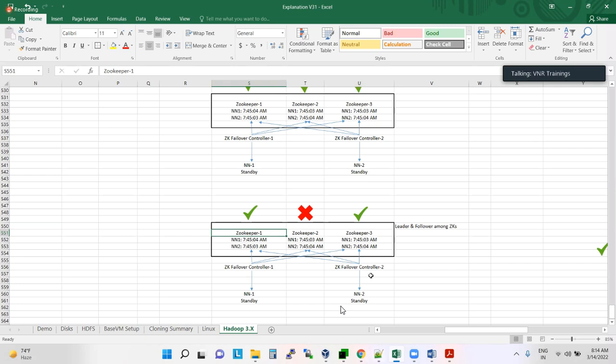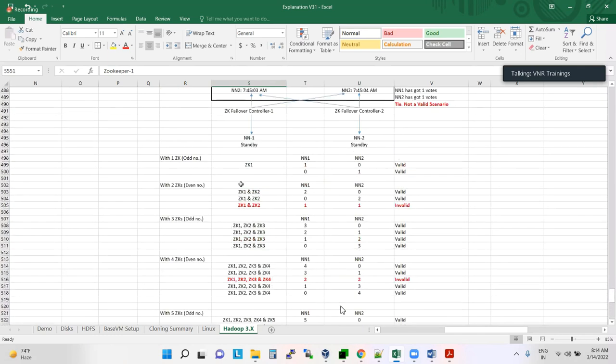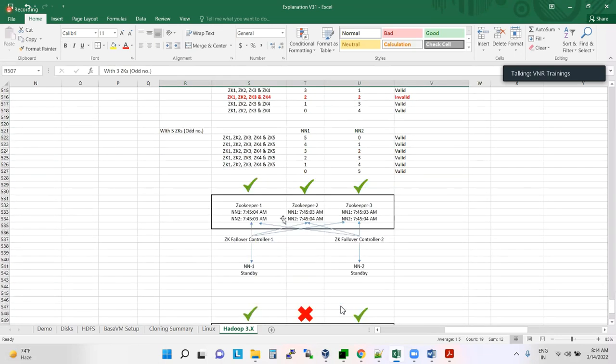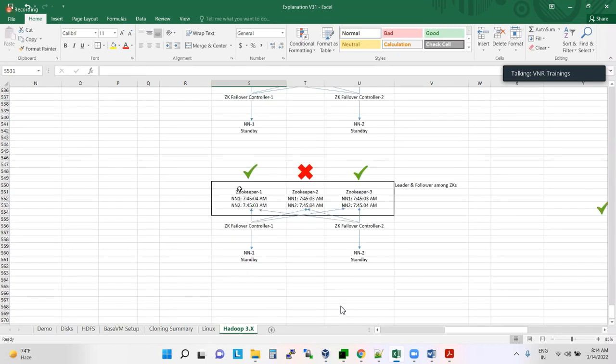To avoid this, when we directly go with an even number of zookeepers, we are facing some invalid scenarios. To overcome this, we have gone with 3 zookeepers. If all 3 zookeepers are up and running, fine, no issues at all. But in case 2 are running and 1 is down, then we are entering into a situation of an even number of live zookeepers. Correct or not? So to overcome this issue, what are the zookeepers doing?